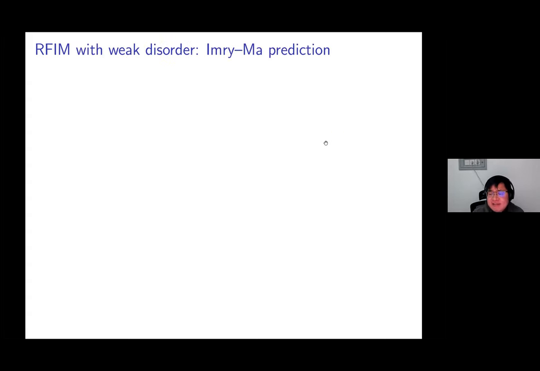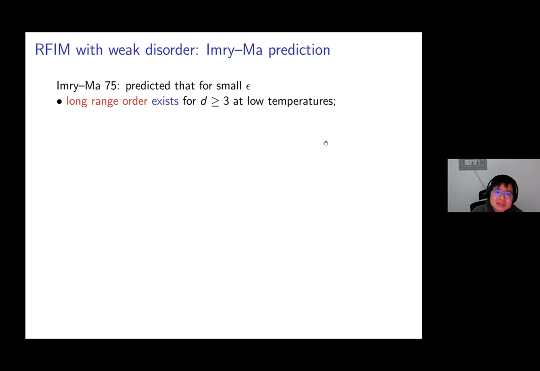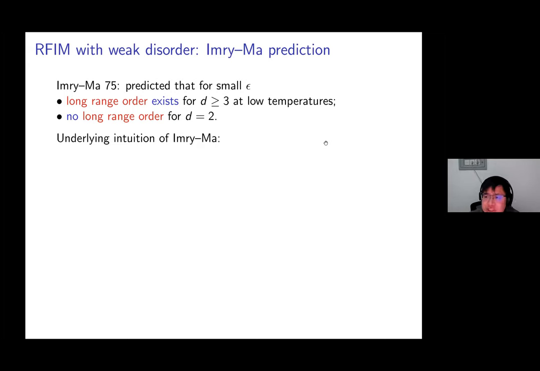So here is the physics prediction by Imry-Ma in the 70s. For small epsilon, they predicted that long range order exists for three dimensions and higher at low temperatures. And for two dimensions, there is no long range order. Here is a very rough underlying intuition of Imry-Ma.